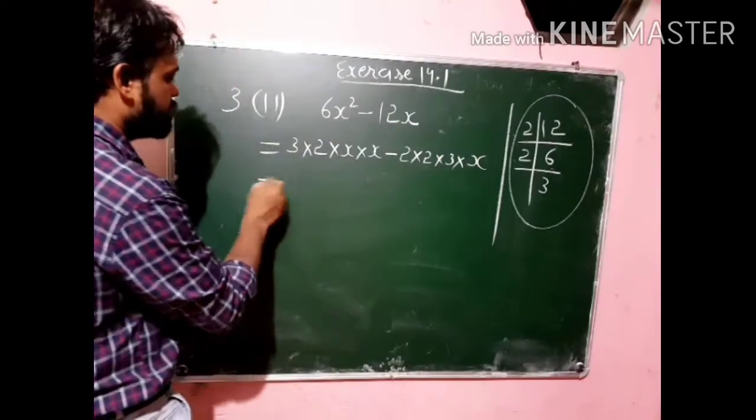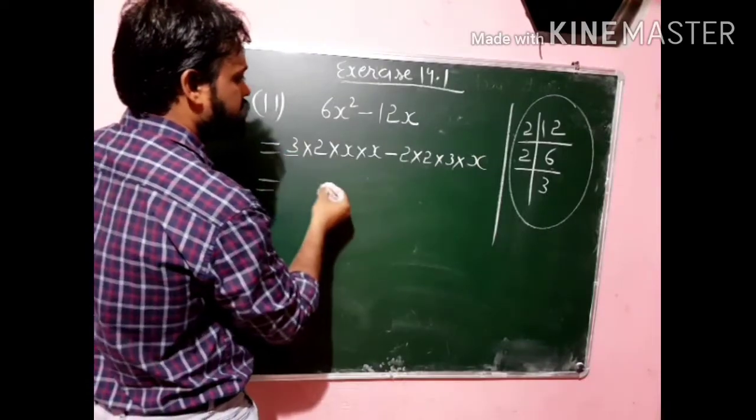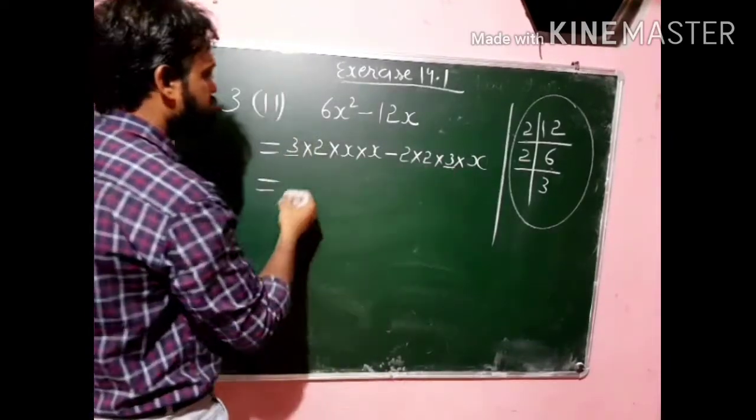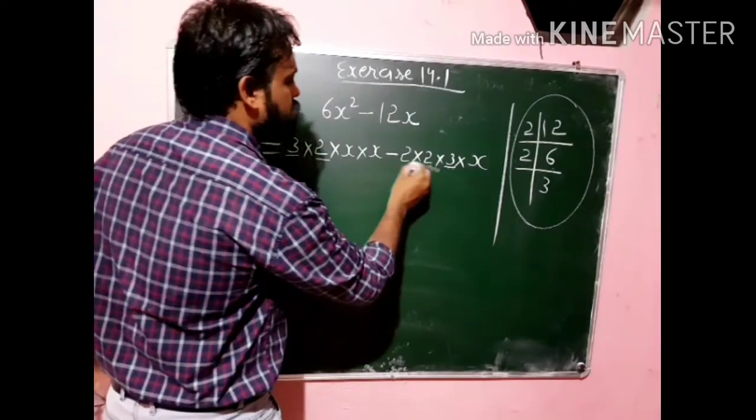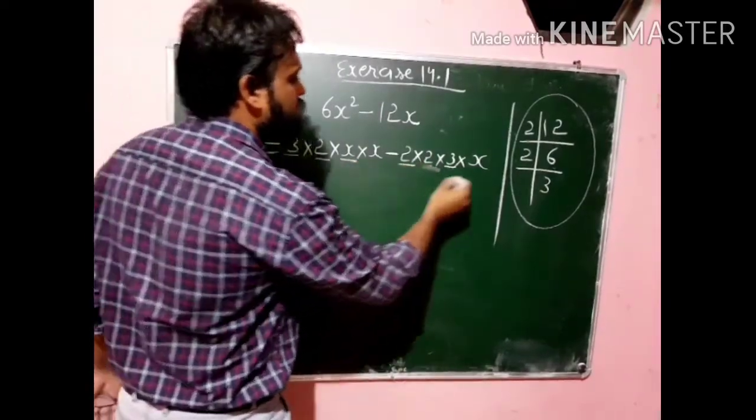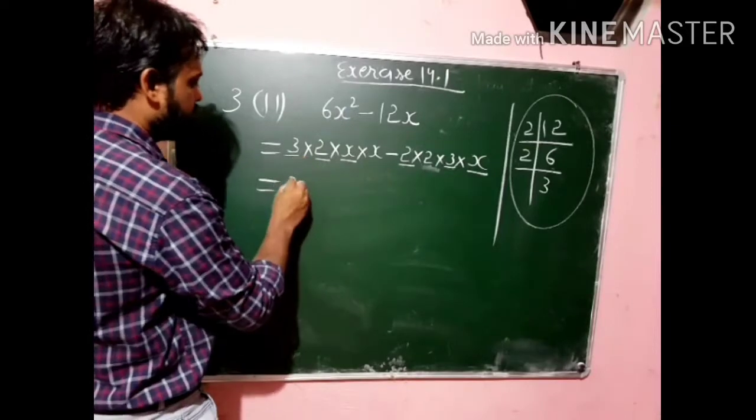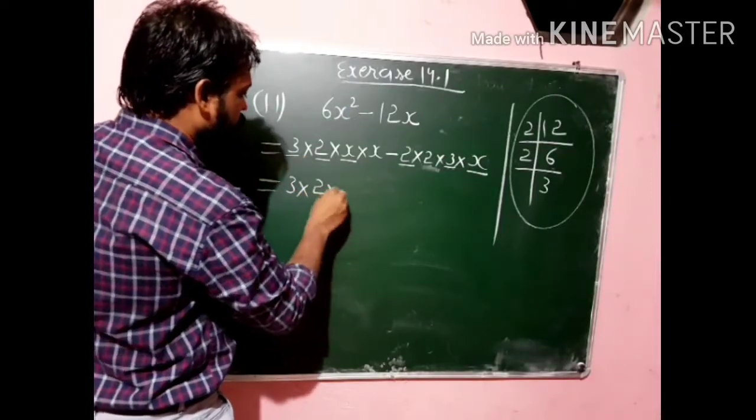Okay, now in the next step, what is the next step? You have to mark down the common factors. Here 3 is common, 2 is also common, and x is common. So write down the common factors here, 3 into 2 into x.